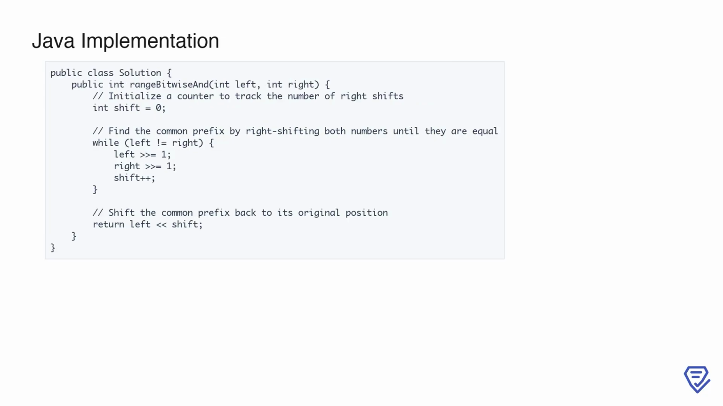This is the Java implementation of LeetCode problem number 201, Bitwise AND of Numbers Range. The logic mirrors the Python solution by identifying the common prefix of the binary representations of the given range. Key differences include explicit type declarations and the use of Java syntax for bitwise operations. The algorithm efficiently finds the result in O(log(max(left, right))) time by repeatedly right-shifting both numbers until they are equal and then left-shifting the result back to its original position.